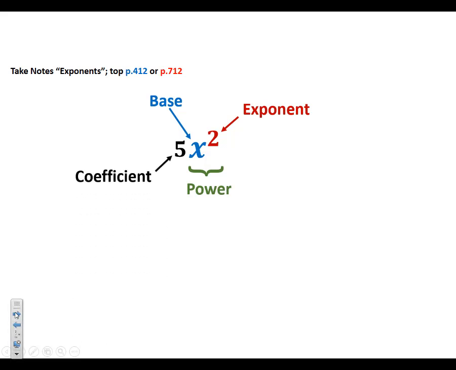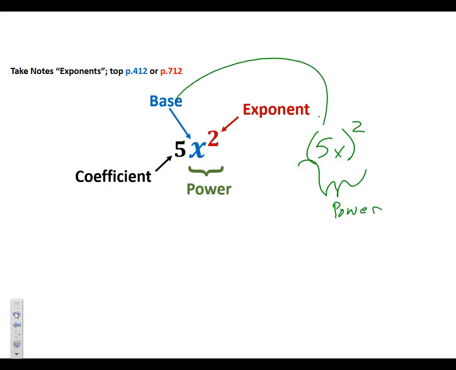Okay, so if I wanted to make the 5 a part of the power, I could do one thing. I would have to include it in the base. And the only way to include it and make it part of the base would be to actually put it in parentheses and write it like this. Now this whole thing becomes the power. What would the base be? That's right. The base would be 5x. The exponent would still be 2, and you would now have a power.